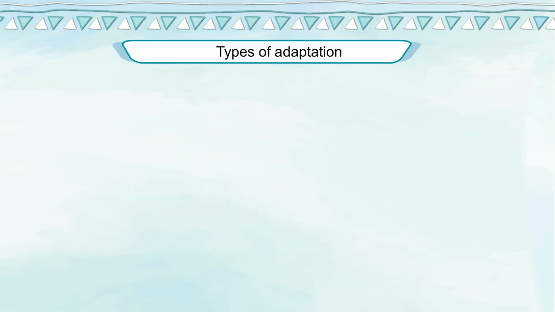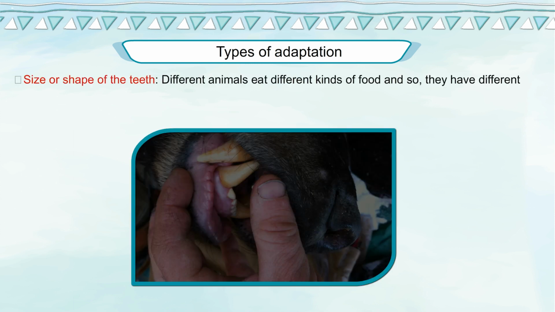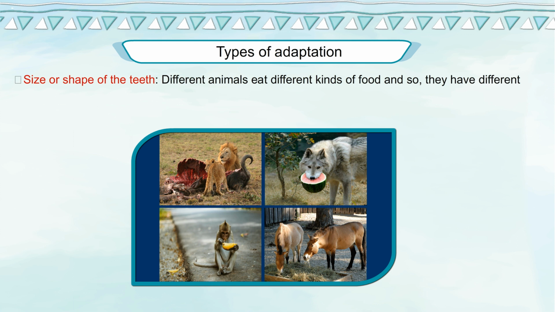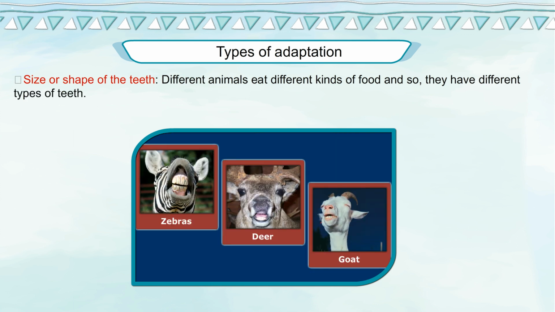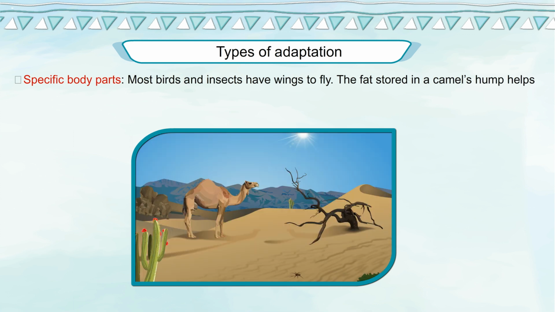Types of adaptation. A physical or structural adaptation involves some part of an animal's body. Examples: size or shape of the teeth. Different animals eat different kinds of food and so they have different types of teeth. Specific body parts. Most birds and insects have wings to fly. The fat stored in a camel's hump helps it to survive long periods without food and water in the desert habitat.